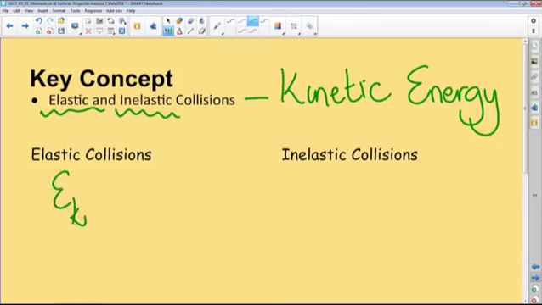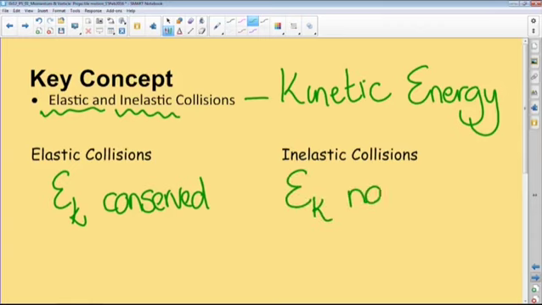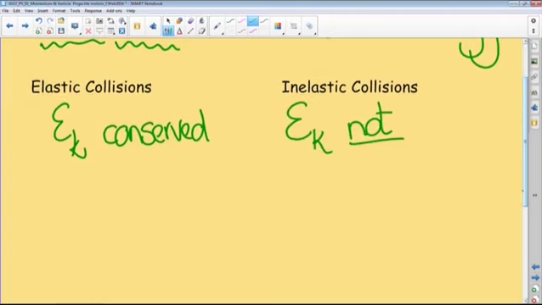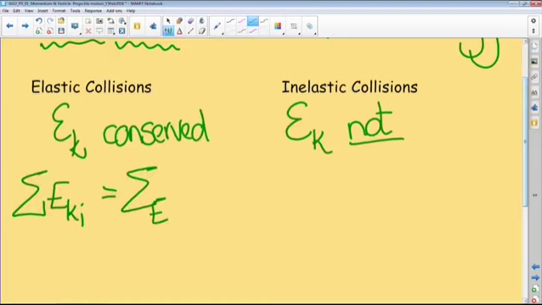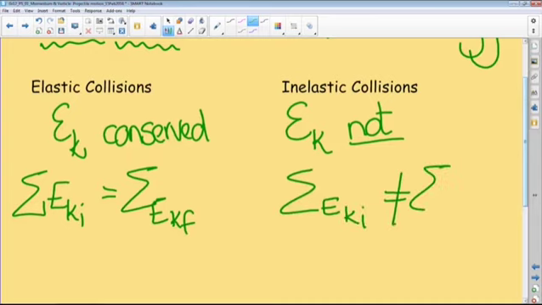In an elastic collision, kinetic energy is conserved. In an inelastic collision, it's not conserved. What do I mean by that? With an elastic collision, my total kinetic energy initially will be equal to the total kinetic energy afterwards. Okay? With an inelastic collision, my total kinetic energy initially will not be equal to my total.